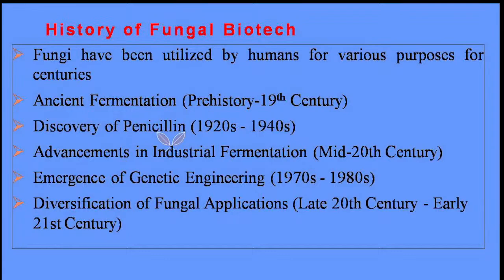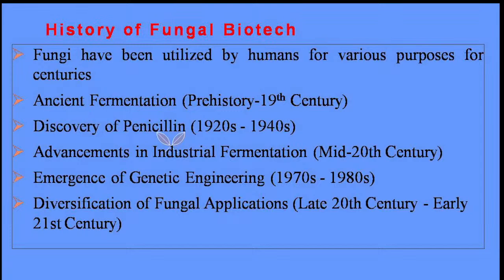Then later, during the 1920s to 1940s, there was the discovery of penicillium, where the antibiotic penicillin was discovered by Sir Alexander Fleming in 1928, who got the Nobel Prize for this discovery. This is fungal biotechnology. The production of penicillin revolutionized medicine by providing an effective treatment for bacterial infections.